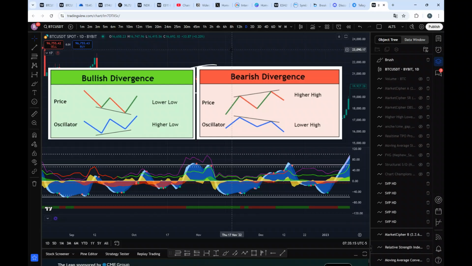In this video I'm going to show you how to spot and trade the exact top and bottom using divergences. I'm going to show you a few examples based on a paid indicator, and I'm going to compare this to two free indicators.